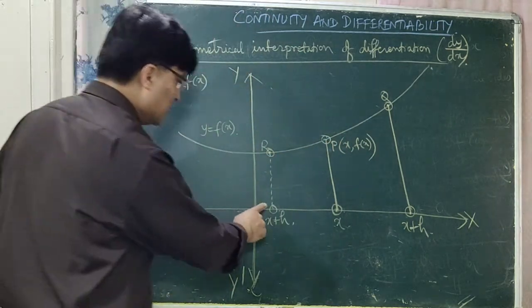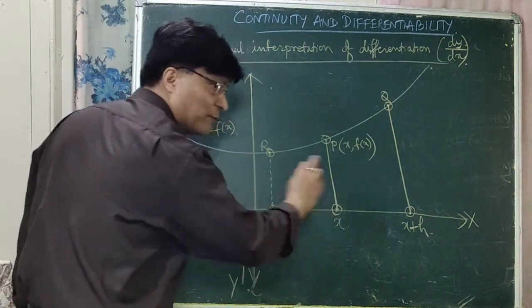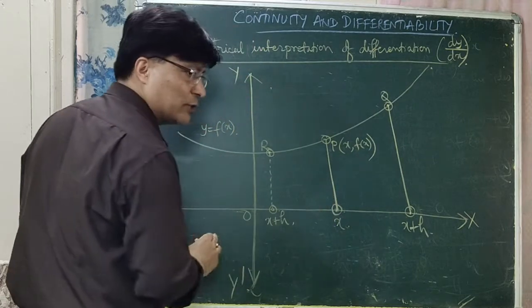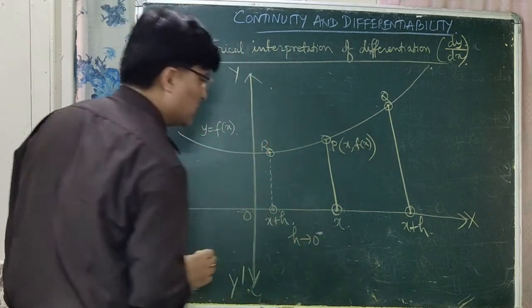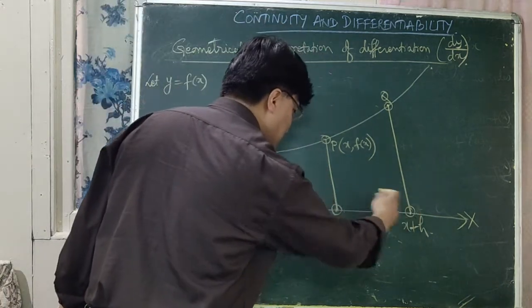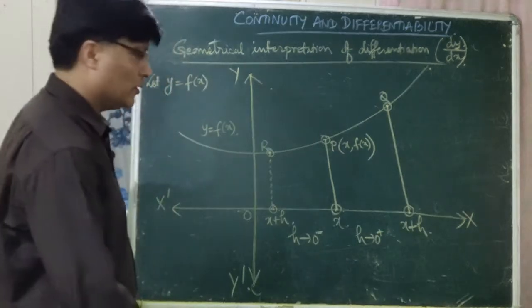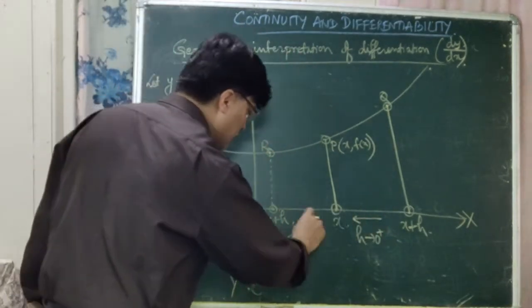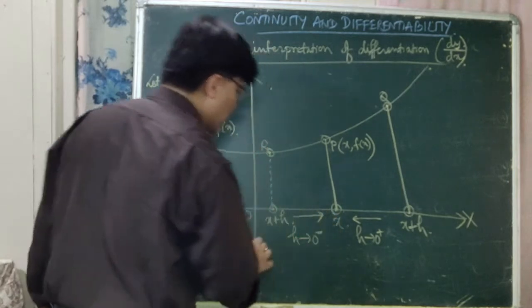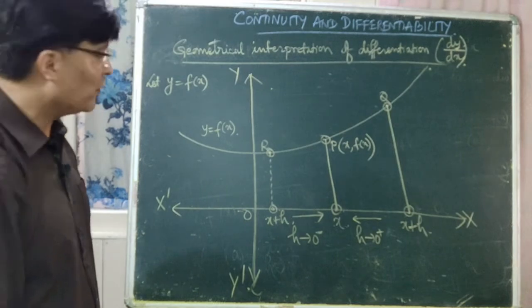Okay? So in this case, h is approaching towards zero from the left hand side. In this case, h is approaching towards zero from the right hand side. Is that clear to all of you?